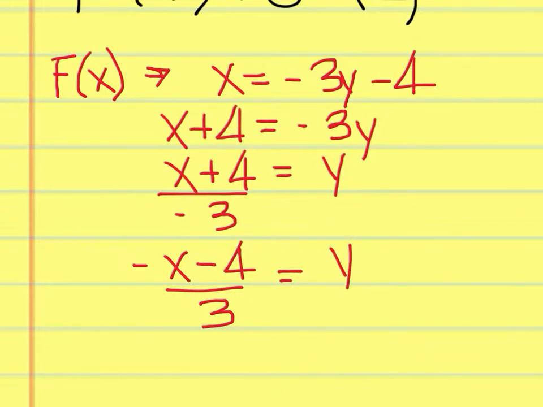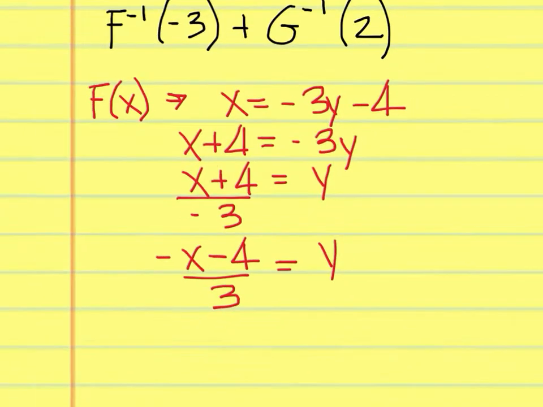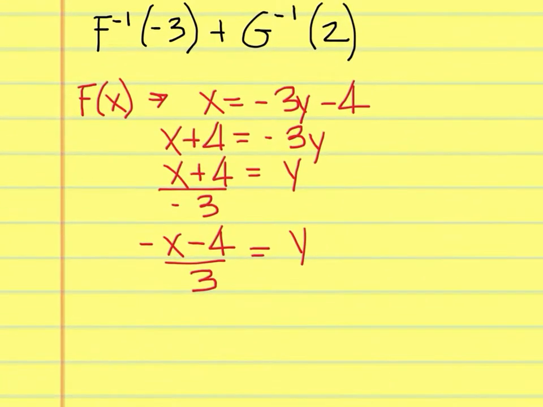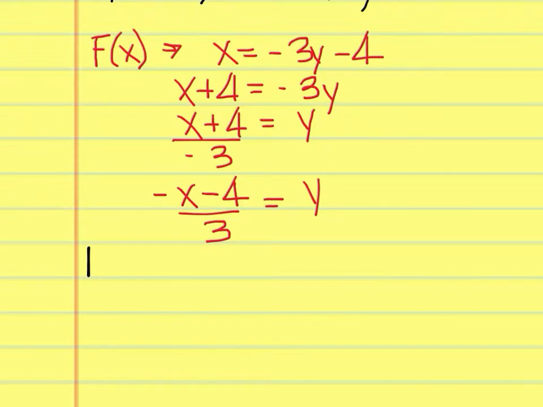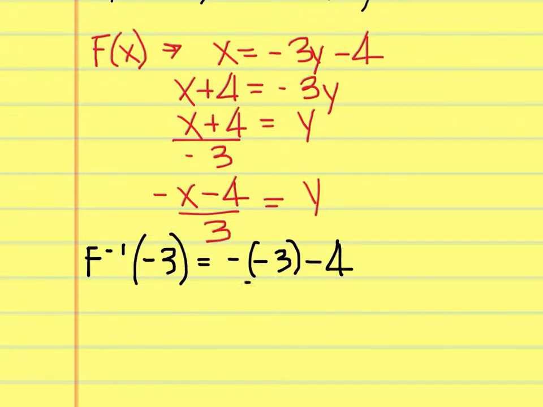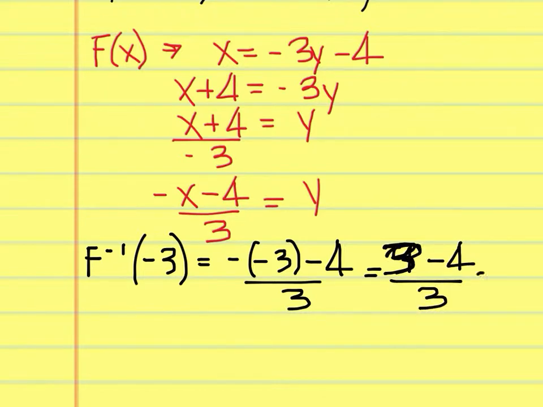And while we're at it, we can go ahead and evaluate for what we need for f of x, and that's negative 3. So inverse of f of negative 3 will be a negative 3 minus 4 over 3, which is not 9, but that is 3. Positive 3 minus 4 over 3. So that's negative 1 over 3.